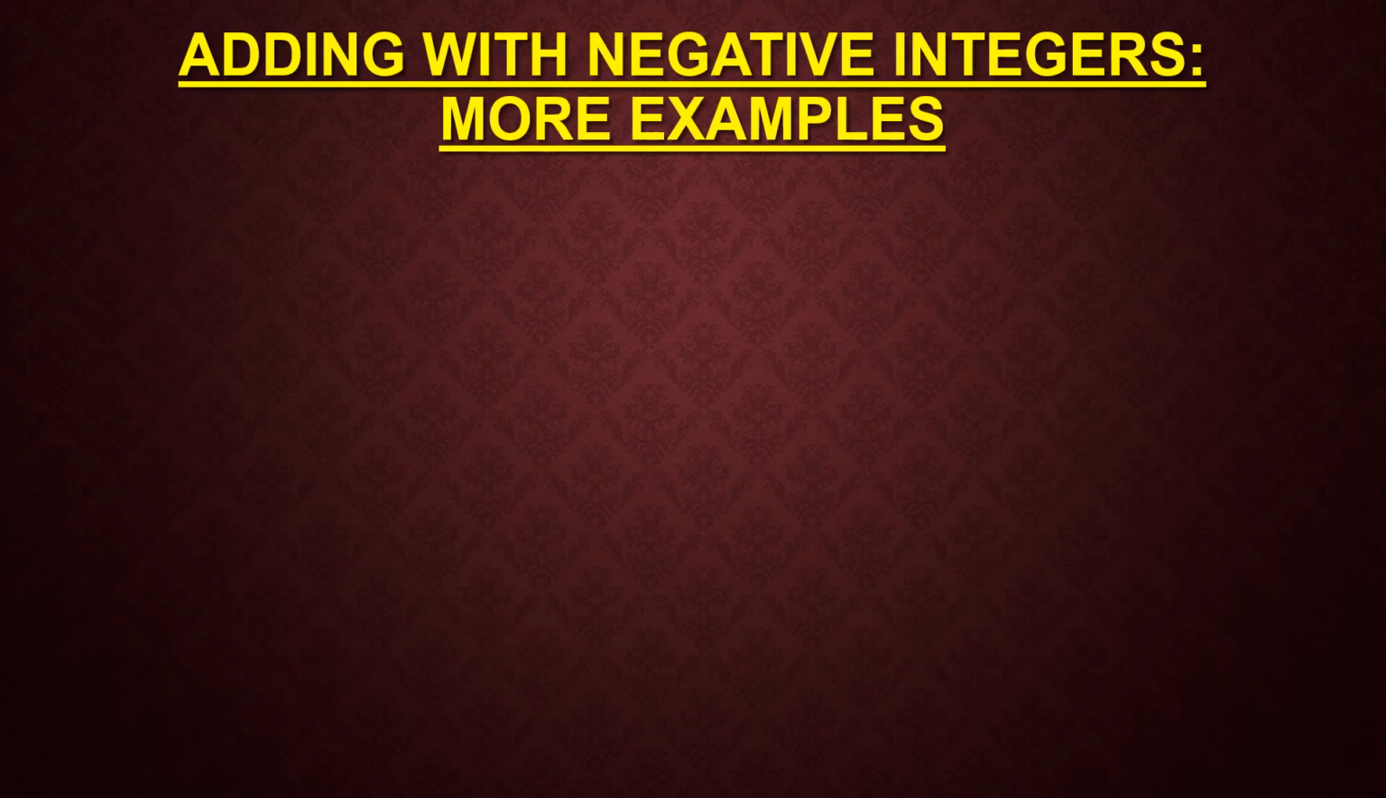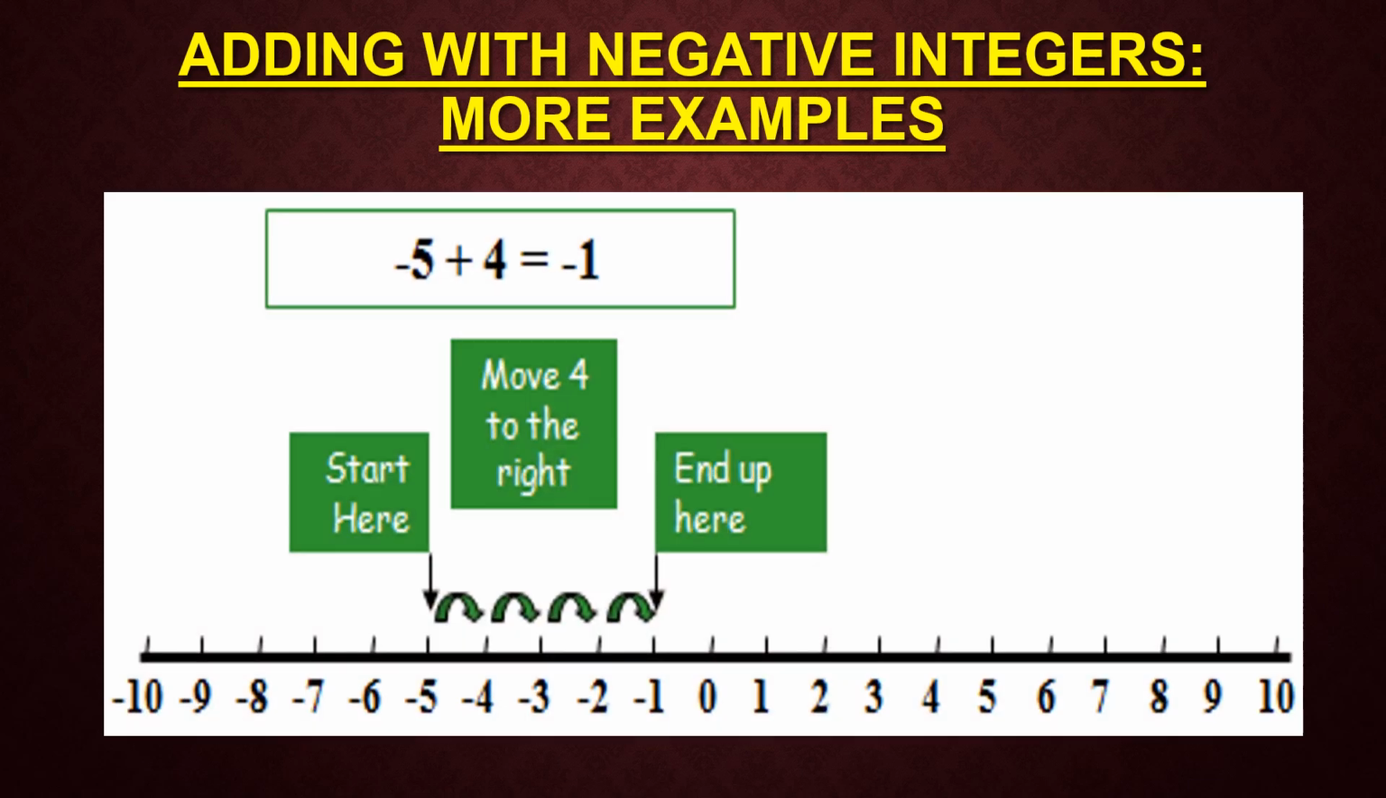Let's take some more examples of adding with negative integers. This is an example of adding to a negative integer. Minus 5 is a negative integer. We are adding 4 to a negative integer.